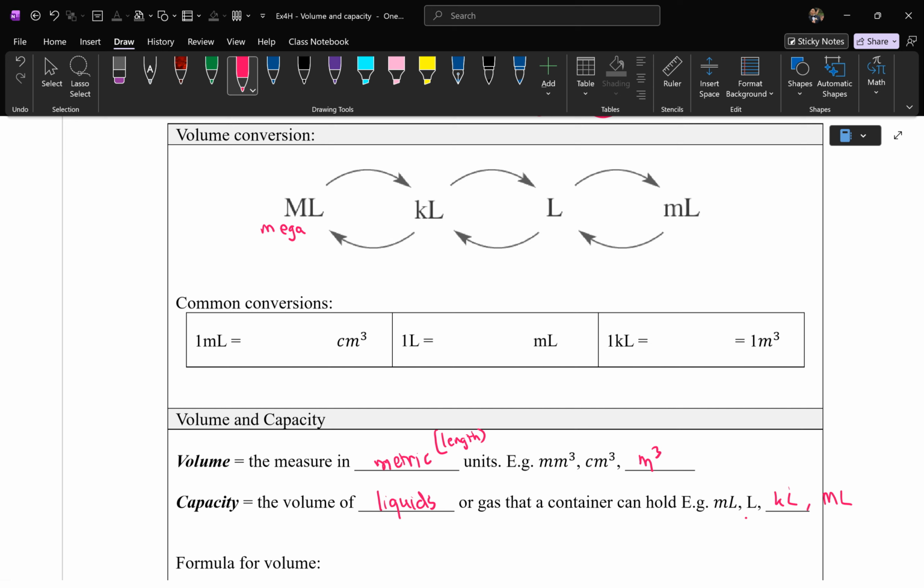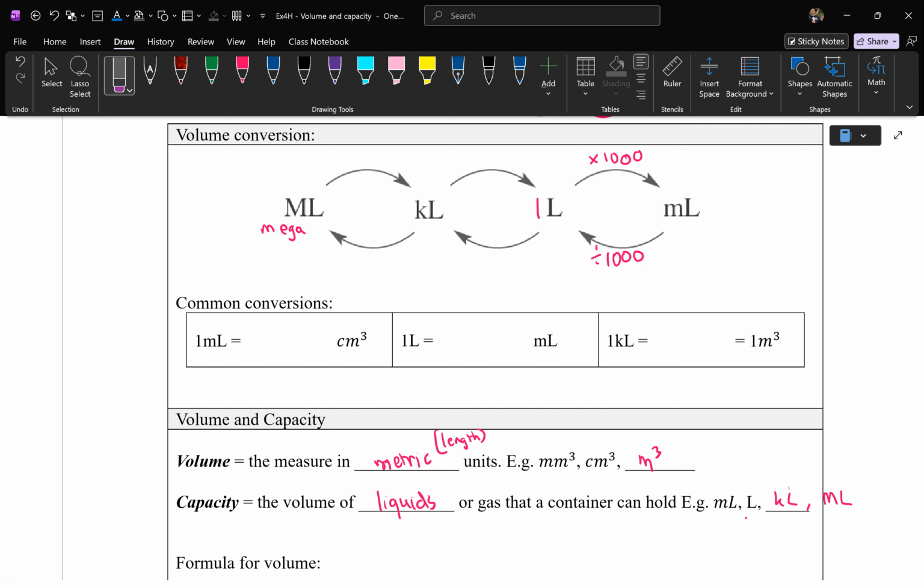So here we go. How many mils in 1 liter? 1,000. For those who don't know. So you need 1,000 of these. So from liters to mils, because you're going to mils, there should be a lot more mils. That's why it's times by 1,000. So 1 liter, times 1,000 to get to mils. Therefore, this would be now divide by 1,000 to go backwards, so from mils to liters, you divide by 1,000.